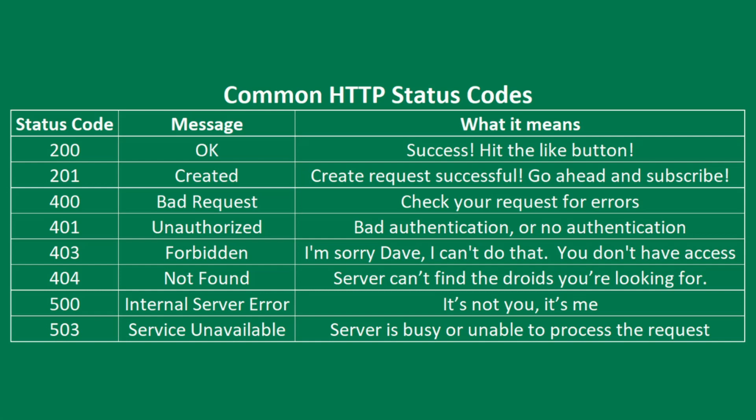So here's a table of various responses, and the way to summarize these really is if the code on the response is in the 200 range, that means everything was great.